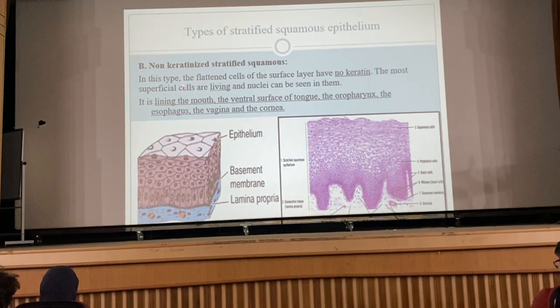The underlying word is very important; it indicates the location where this type of epithelium is found. For example, our oral cavity is lined with this type of epithelium. Also, the oropharynx. The pharynx is divided into nasopharynx and oropharynx. The oropharynx is covered by non-keratinized stratified squamous epithelium. Also, the esophagus, and in females, the vagina, along with the cornea in the eye. In all these locations you will find the non-keratinized stratified squamous epithelium.